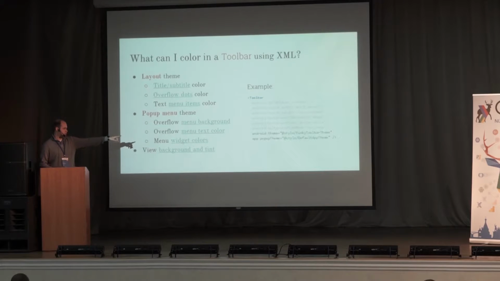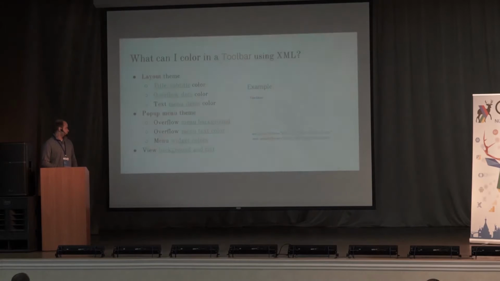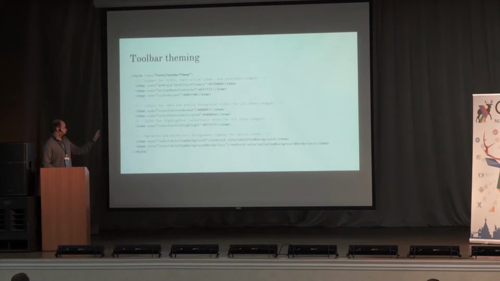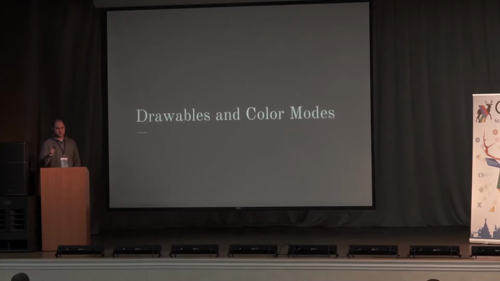It says Android theme. That actually used to be app theme. Depending on which app compat version you're using, you're either going to get a crash or you just won't get color. So if you're using the latest app compat, then you're good to go with the Android theme. But for some reason, pop-up theme is still in the app namespace. So again, a weird decision. And it's a lot of text, so you'll find that in the slides later, but that's what you have to do to color toolbar through XML.